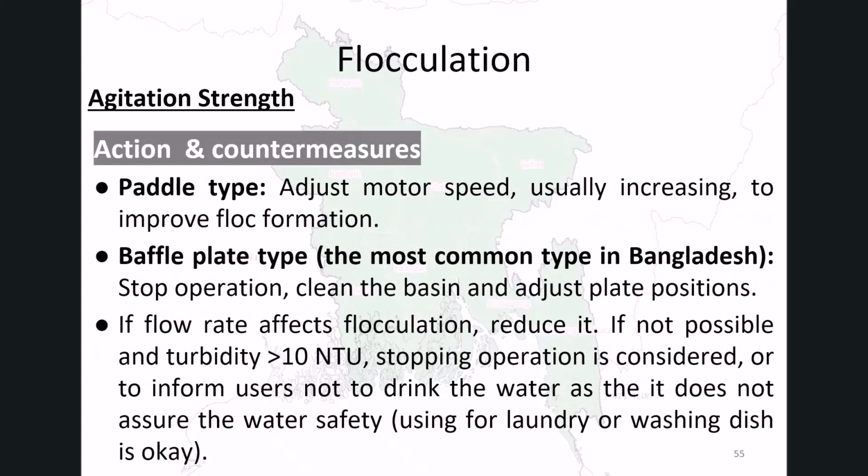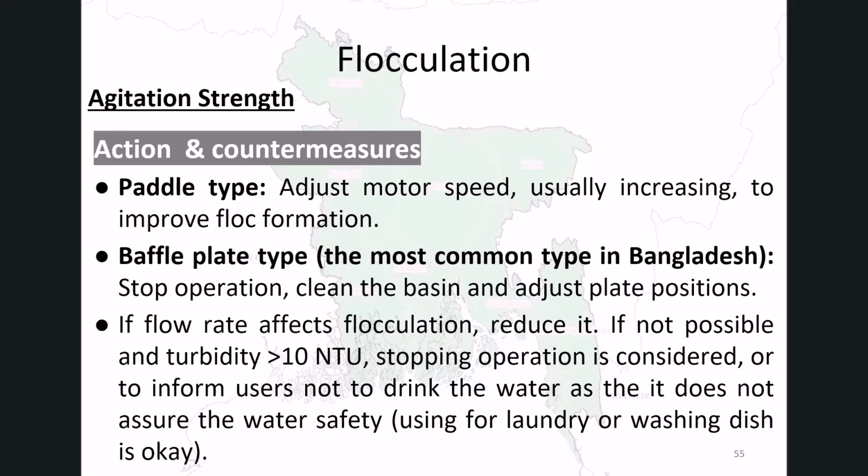When insufficient agitation strength or retention time is confirmed, practical countermeasures depend on the type of flocculation basin. For paddle-type mixers, the motor speed can be adjusted, usually increased, to improve the mixing condition and promote floc growth. For baffle plate type basins, which are most common in Bangladesh, operation should be stopped, the basin should be cleaned, and the plate positions should be adjusted to restore proper mixing.